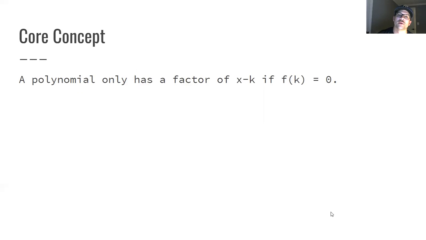So a polynomial has a factor of x minus k only if f of k is equal to 0. So think about that last problem that we just went through. If you get 0 after plugging it in, then yes, it is a factor of that function.